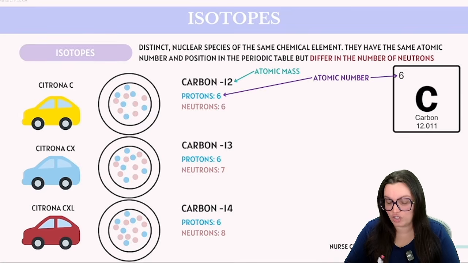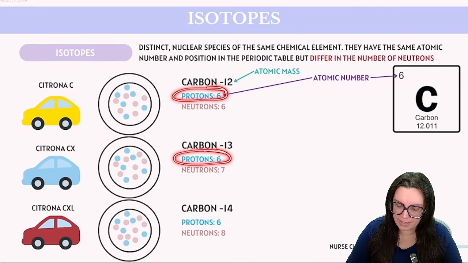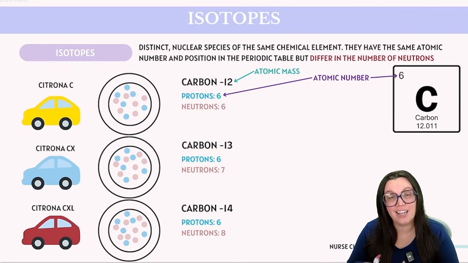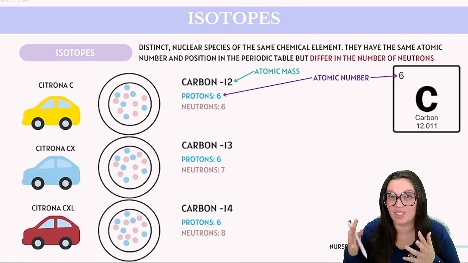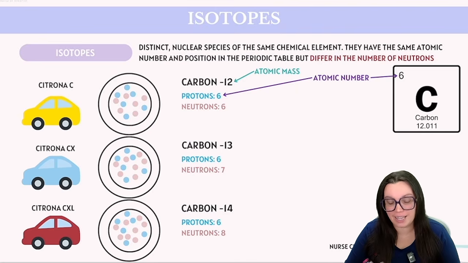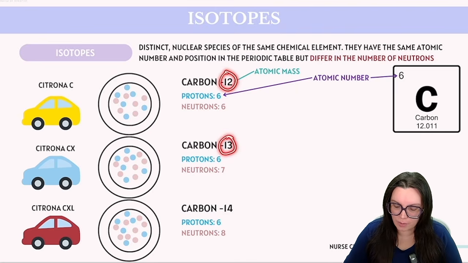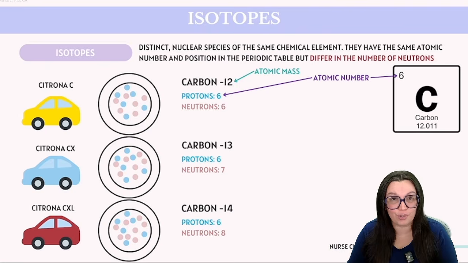That 6 lets us know that each one of these atoms has to have 6 protons in order for it to be identified as carbon. This is true for every single one of our examples. The only difference is that our mass changes a little bit as we move down with the additional neutrons.